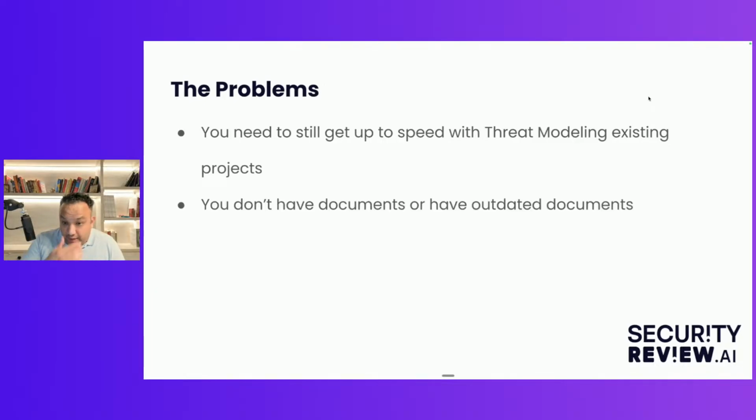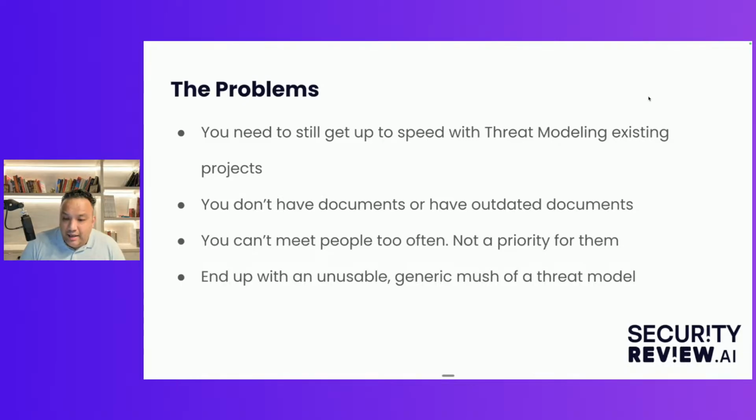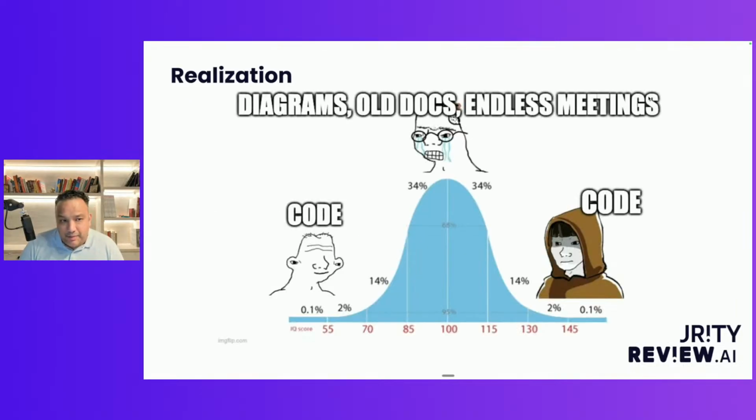Or you don't have the documents, you have outdated documents, which is something we've covered. You can't meet people too often. It's not a priority for them. This is something we've seen, and you end up with an unusable generic mush of a threat model. And we've seen this extremely often. It's not even a joke at this point. This is pretty bad, right? So these are the problems.